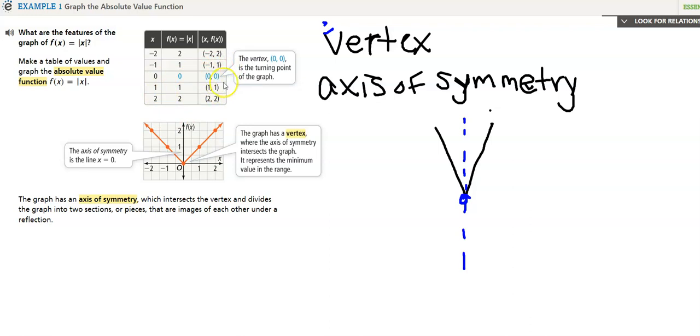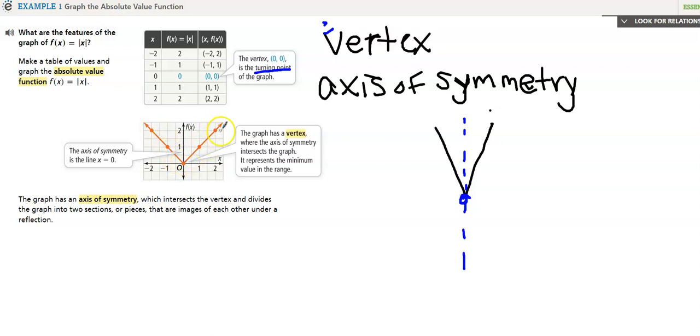What you'll notice here is that (0, 0) is the vertex. It's the turning point in our graph, okay? It's the part where our graph comes down and then turns around and goes back the other way. The vertex is also known as the turning point. I can tell that from my numbers here because I have negatives, 0, and then I start going back up to positives. If I were to take these points and graph them, you can see that this is my absolute value function graph. It looks like a V.